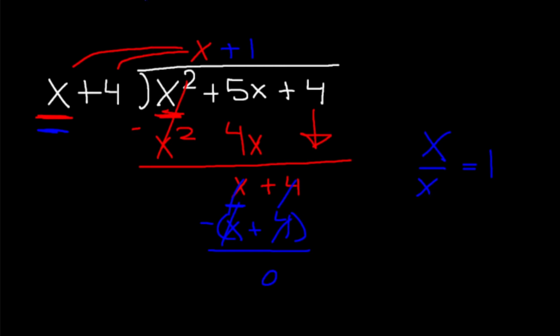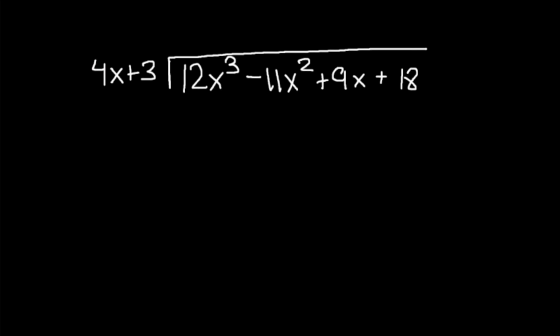Let's move on to a more complex question with an x to the third power. In this question we have 12x cubed minus 11x squared plus 9x plus 18, which is a very long polynomial. It is beyond a trinomial, and you're dividing it by 4x plus 3, which is a simple binomial.